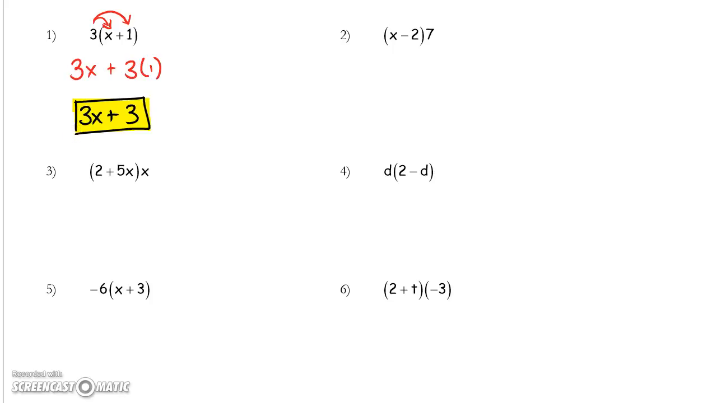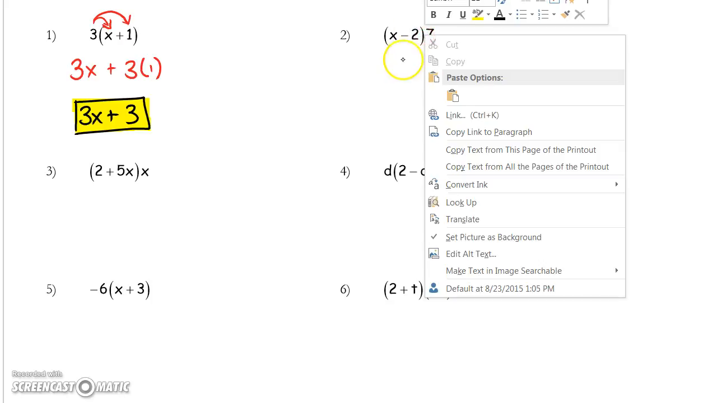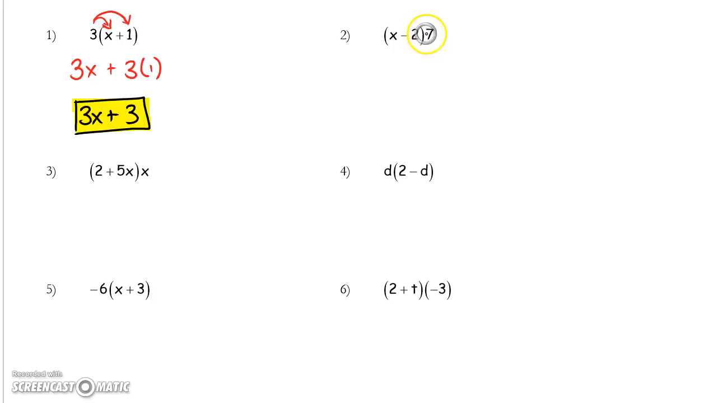The process does not change when my number's on the outside on the right. There's nothing in between the parentheses and that 7. That's how I know it's multiplication. I will distribute to the first term first. 7 times x. Subtraction this time. Distribute here. It's 7 times 2. I get my final answer: 7 times x is 7x minus 7 times 2 is 14.